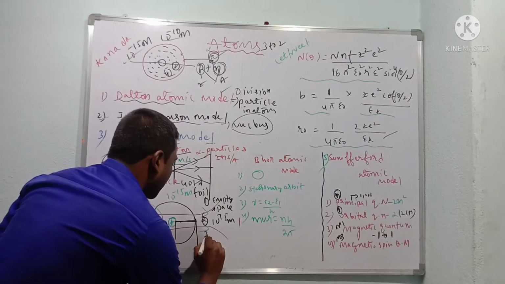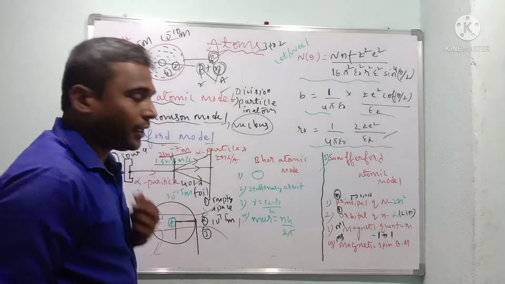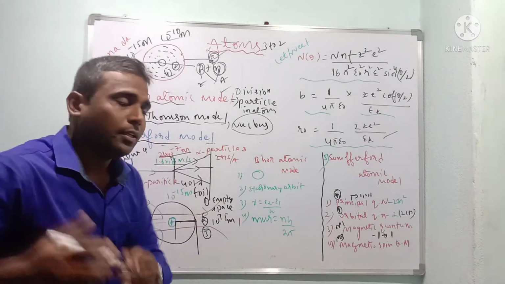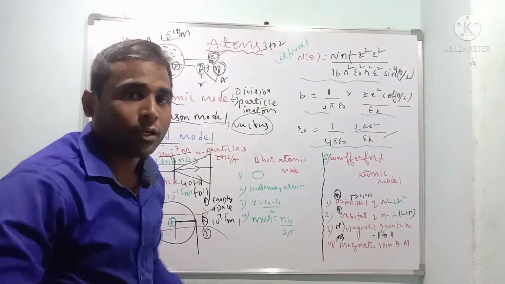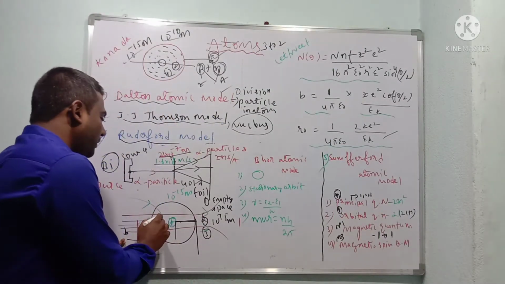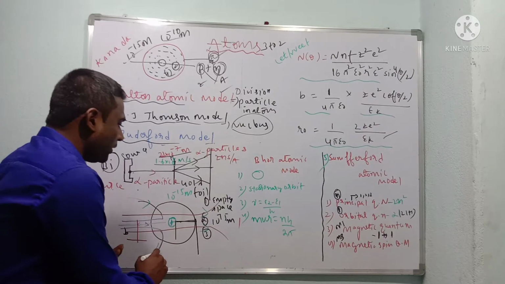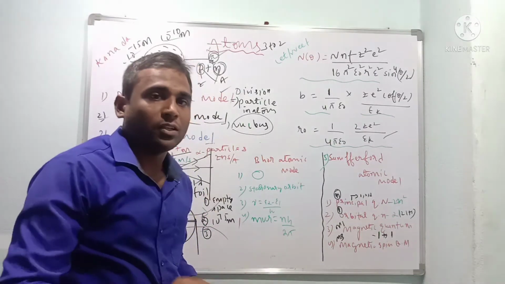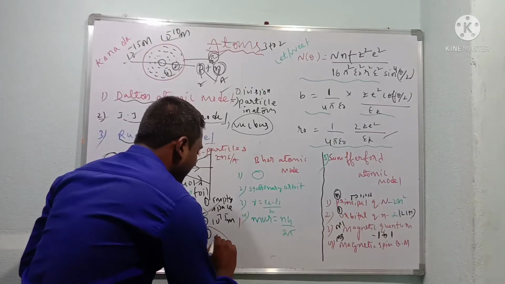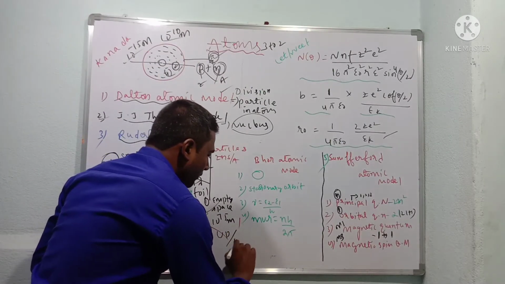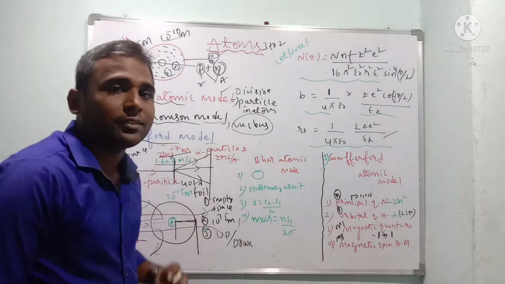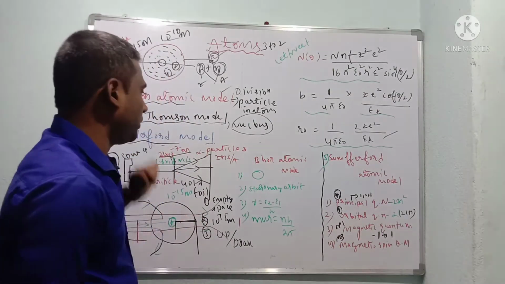So next point, some of the particles were deflecting backside and deflecting up and down. So he told that some of the particles are deflecting upwards and downwards. Meaning that is the deflection of particles upwards and downwards. These are the observations which were observed by Rutherford.